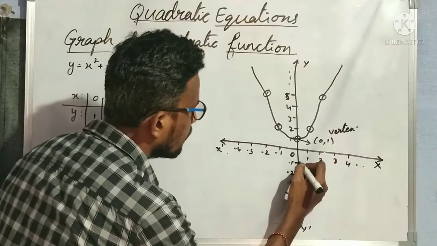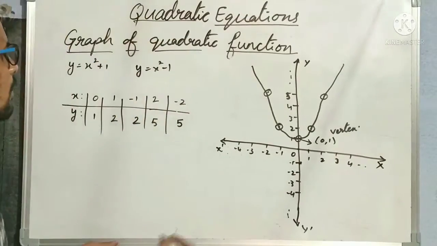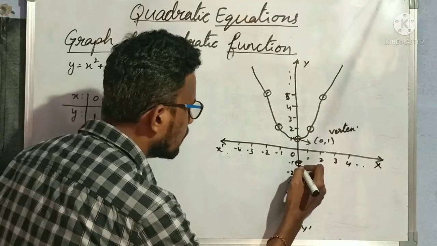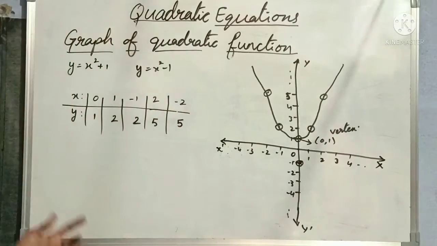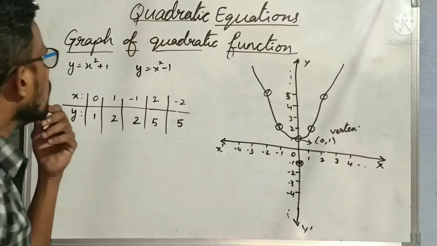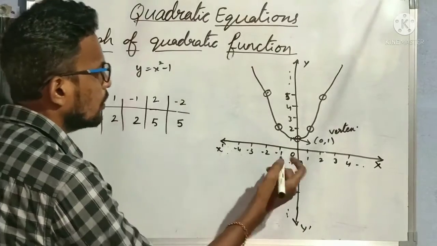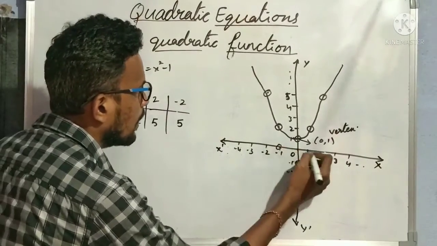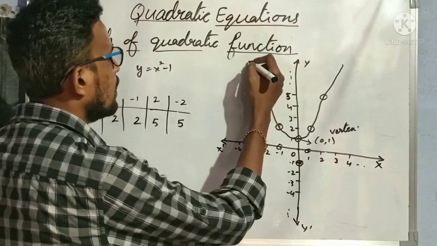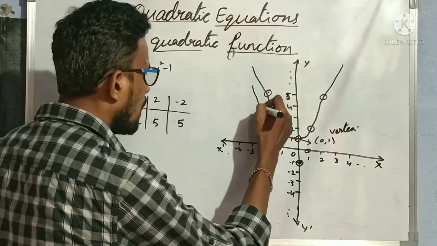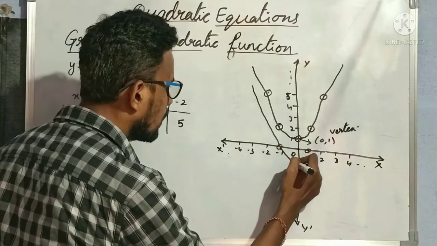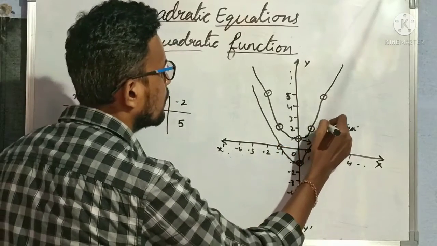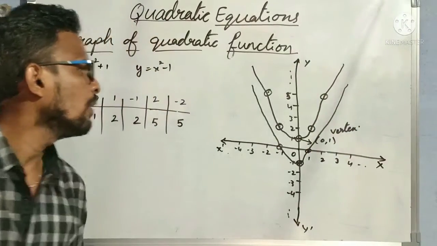Like this. At 0, -1 we are getting our first point. Next, x is -1, so x square is 1, so we get 0. Up to here, like that we will get -1, 0, 1, 0. Like this we will get the graph. This will be our graph.